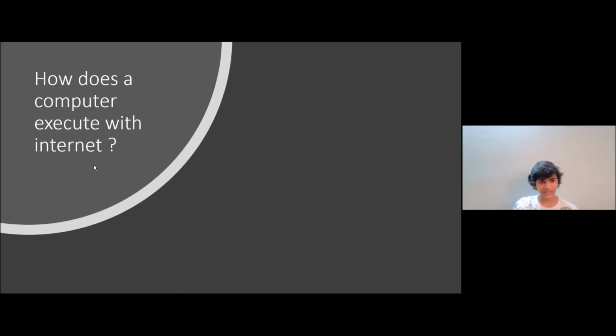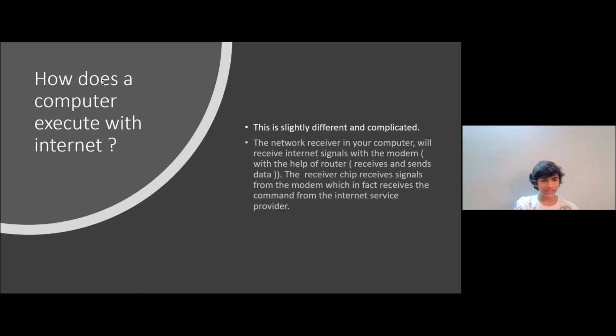So now, how does a computer execute with the internet? A very complex thing indeed, but I will simplify it in this presentation. This is slightly different and complicated, but the main thing you have to understand is, when a transistor receives 1, it is on, and if it doesn't receive any electrical signal, it is off. So yes or no, and the CPU gives the data like this, and then it'll get executed. It's the same basis, but slightly different.